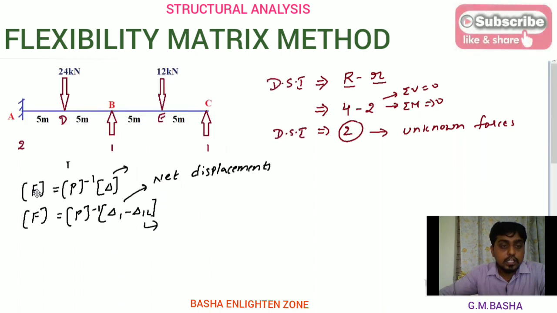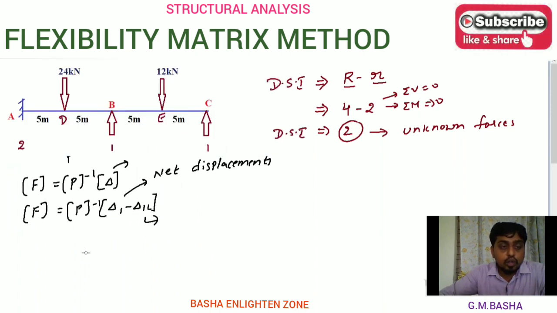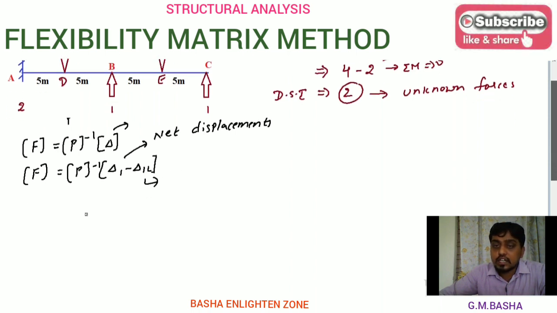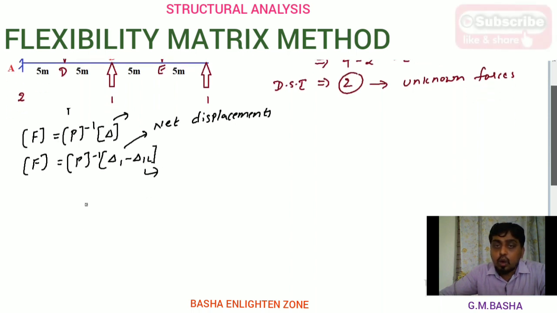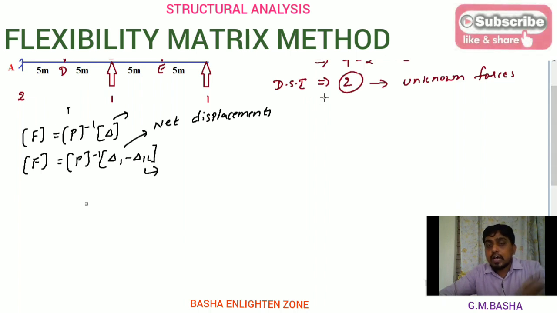See here, this is your formula: F equal to P inverse into delta 1 minus delta 1L. So this is the general equation. If you get 1 degree of static indeterminacy, meaning one unknown force, then directly this equation will be enough to solve the flexibility matrices.